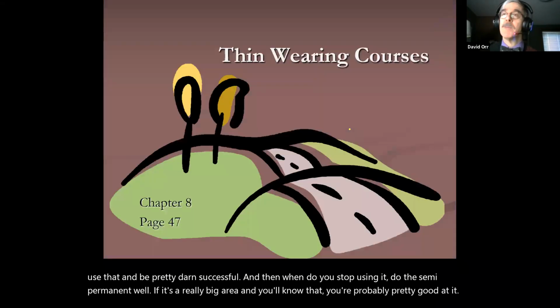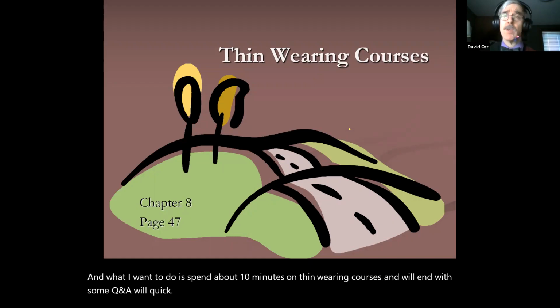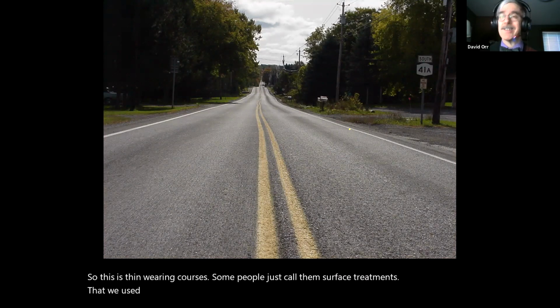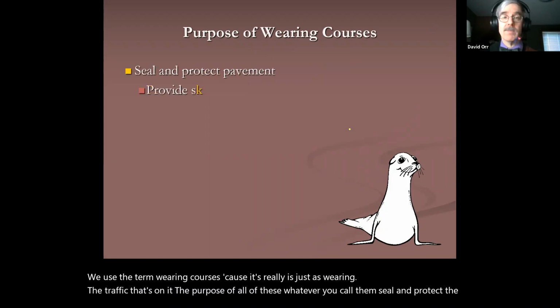And then what I want to do is spend about 10 minutes on thin wearing courses, and we'll end with some Q&A real quick. So this is thin wearing courses. Some people just call them surface treatments. We use the term wearing courses because it really is just wearing the traffic that's on it. The purpose of all of these, whatever you call them, is to seal and protect the pavement. Okay, keep the water out.